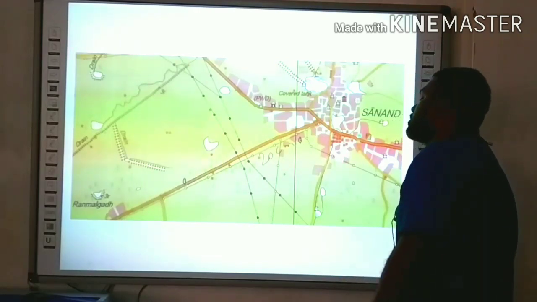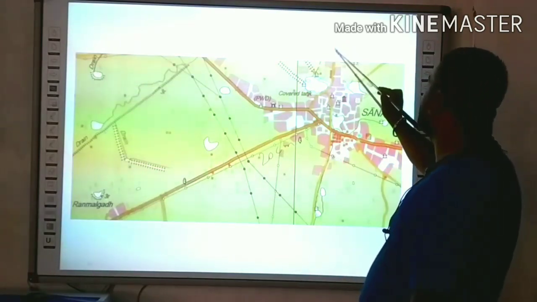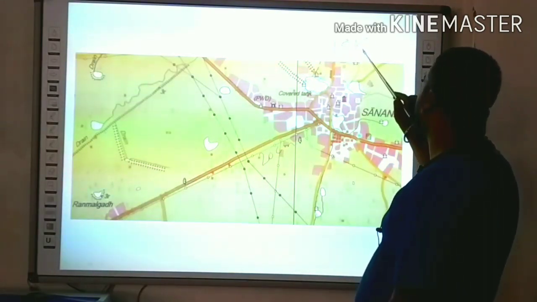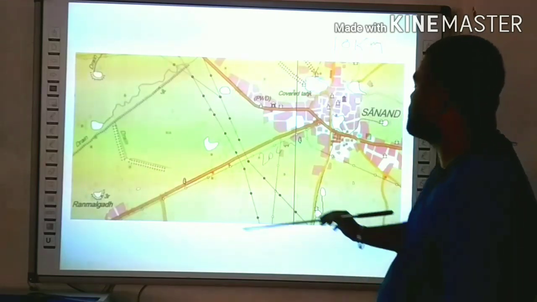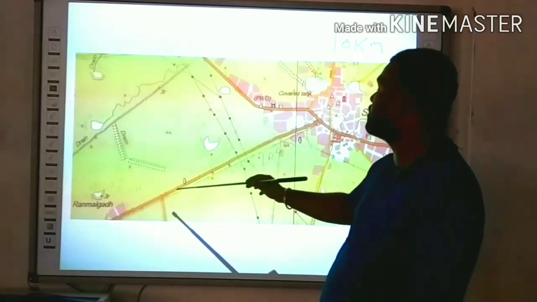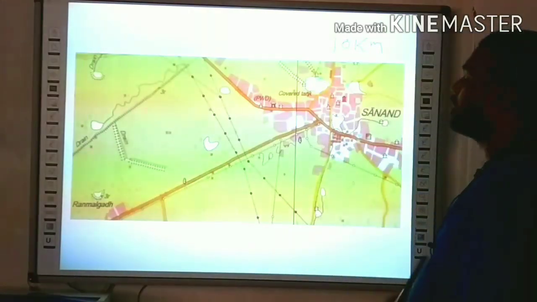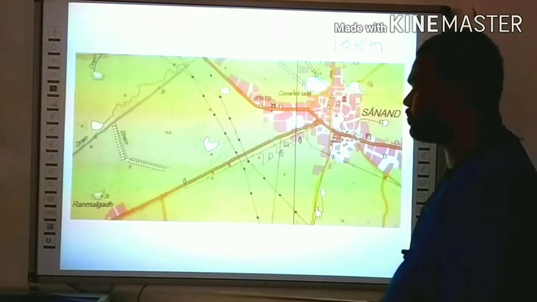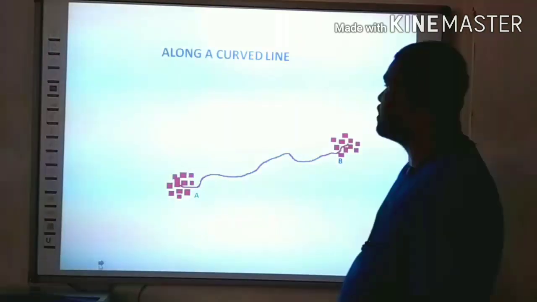So what will be your answer? Your answer will be 10 kilometer. So the distance between Sanad and Ramalgad settlement is 10 kilometer in the actual ground. Now let's go to the next slide.